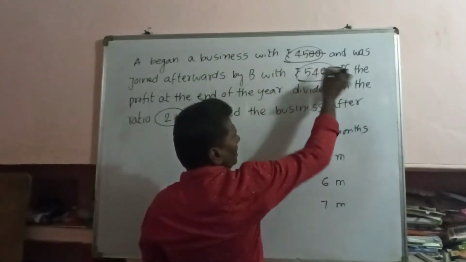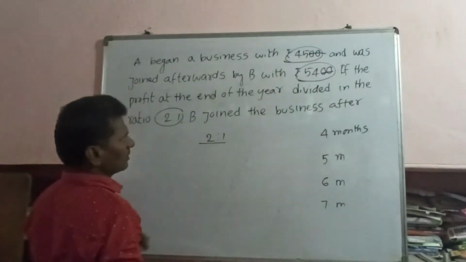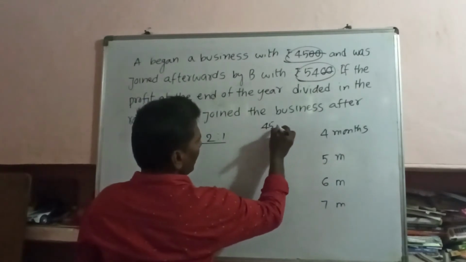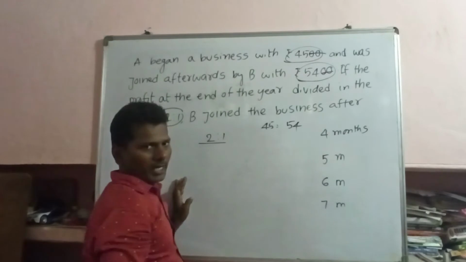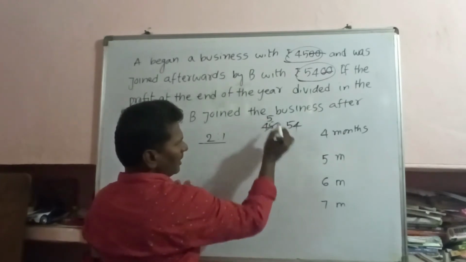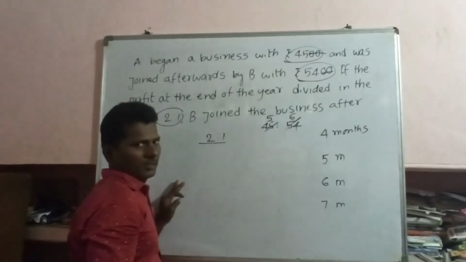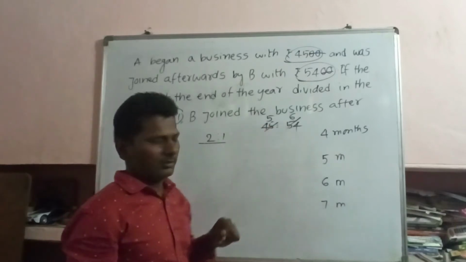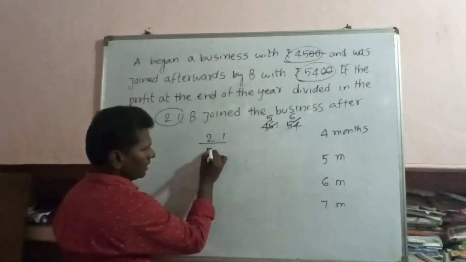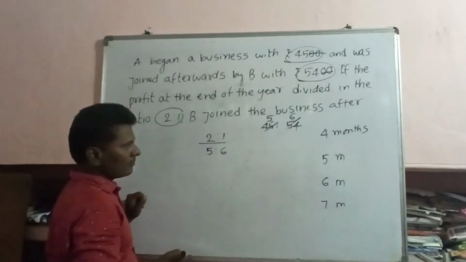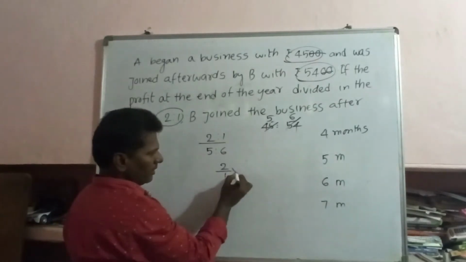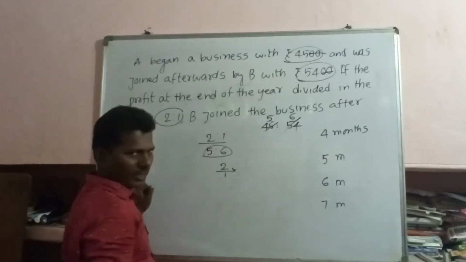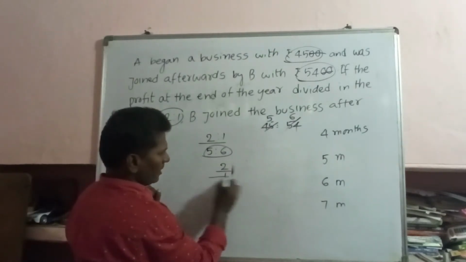Two zeros get cancelled. We are left with 45 and 54. These are divisible by 9. 9 5s are 45, 9 6s are 54. I got 5:6. So write that value here, 5:6. Next, 2:1. Write 2/1 into 5:6, which means 5/6.